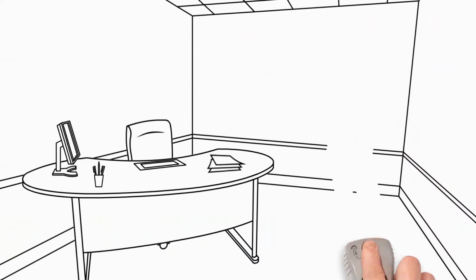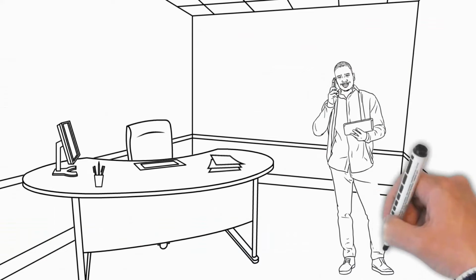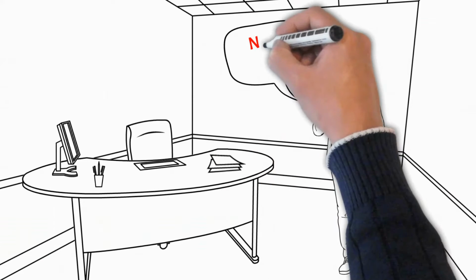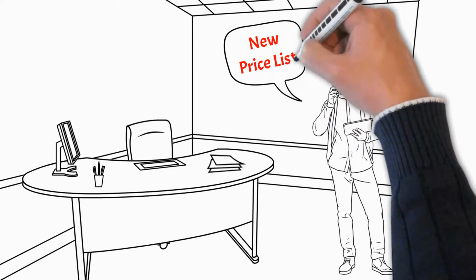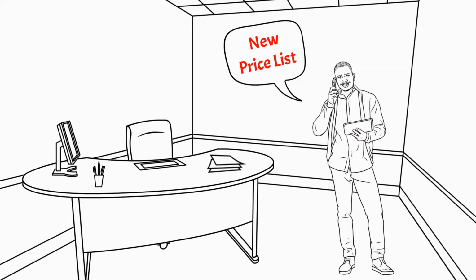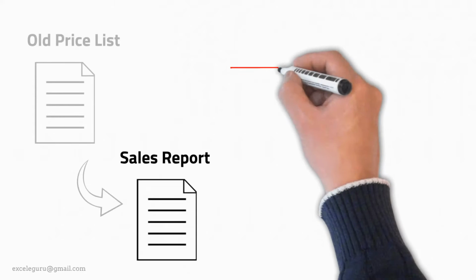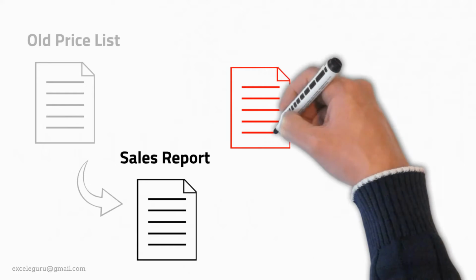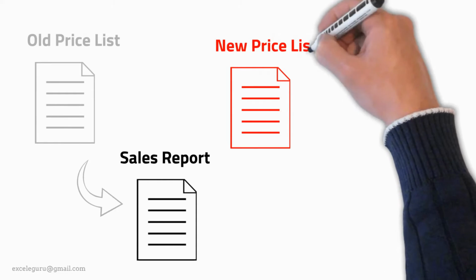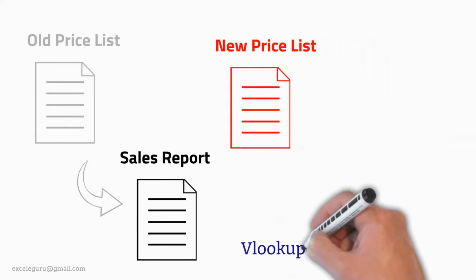Peter, the sales manager, received a call from the finance manager informing him that there is a new price list released today. He wants to know the impact of the new price to his customers. He wonders what is the fastest way to pull the new price to his database. The answer is Vlookup. Let's see how it works.